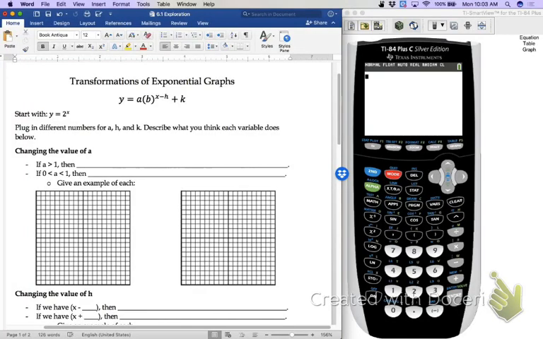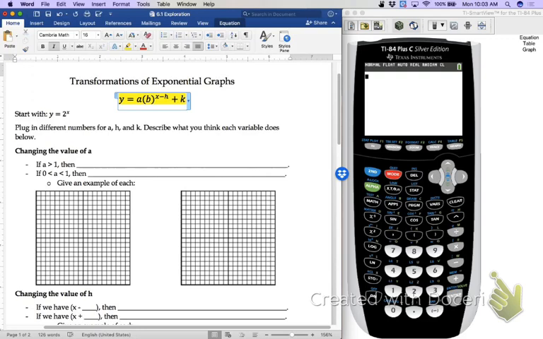So whenever we have exponential graphs and exponential functions, what I want you to do, whether you're dealing with Desmos or the graphing calculator, is first off have the original function here: y is equal to a times b to the x minus h power, and then plus k. It still deals with the same types of things that we did before.